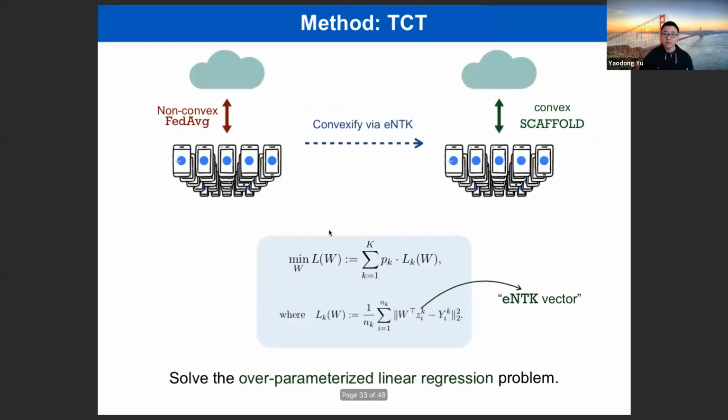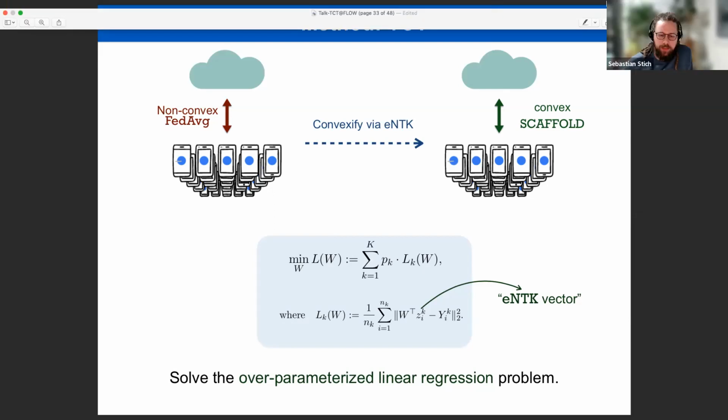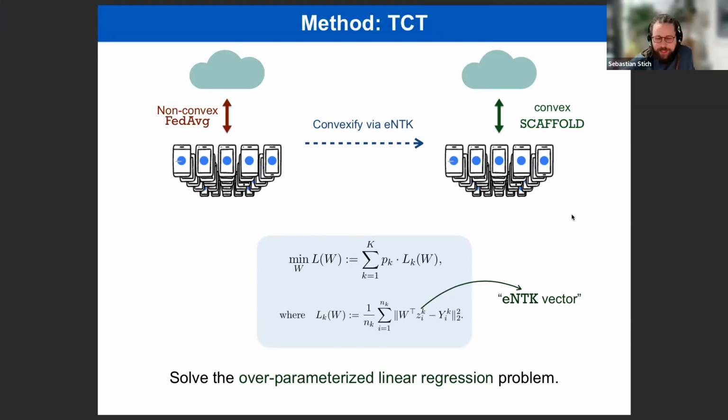Any questions so far, regarding how to transform the previous problem to this overparameterized linear regression problem? Yeah, maybe just a bit of clarification. Can you comment on the dimension of this ENTK vector? Does it depend on the dataset size or on the classifier output? Just so we have a better picture.